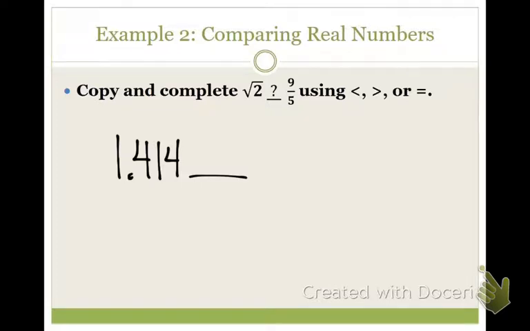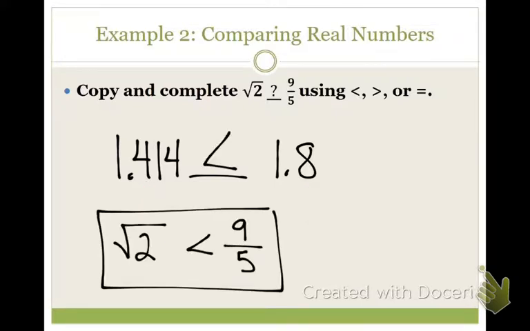Okay, so 9/5 as a decimal is what? 1.8. All right, so now that I have them both as decimals, I'm going to start in the largest place value to compare. So I have a 1 here and a 1 here, so it's a tie. So what do I do when it's a tie in the largest place value? I go to the next place value. Now I go to my 4 and my 8. Clearly, which one's bigger? The 8.